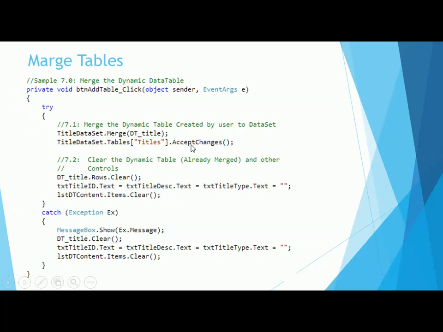Here we are making a call to accept changes. You know the reason why we are making the call. This is just to refresh the presenter, which is our data grid view. Once this is done, the merge has already happened, so we no longer need this DT title. So I'm clearing all the in-memory data table rows, then clearing the text boxes, then clearing the list box content also.